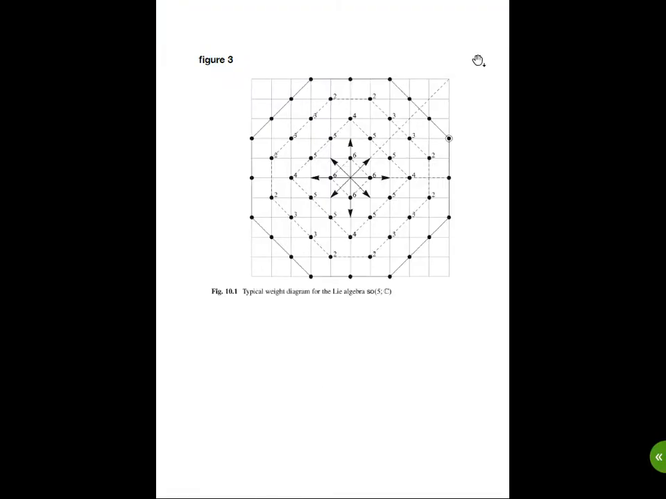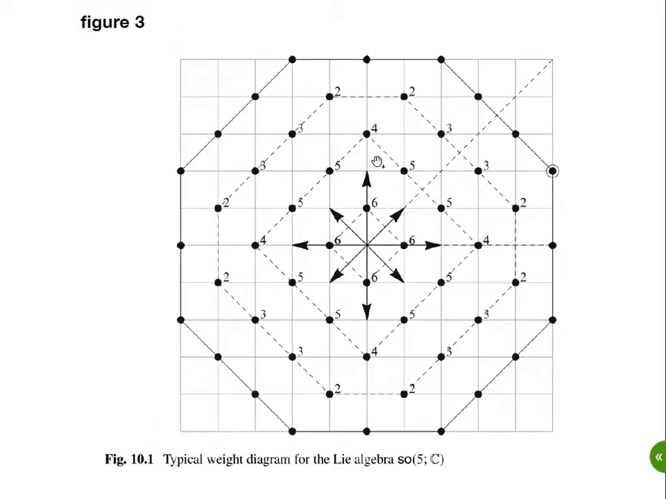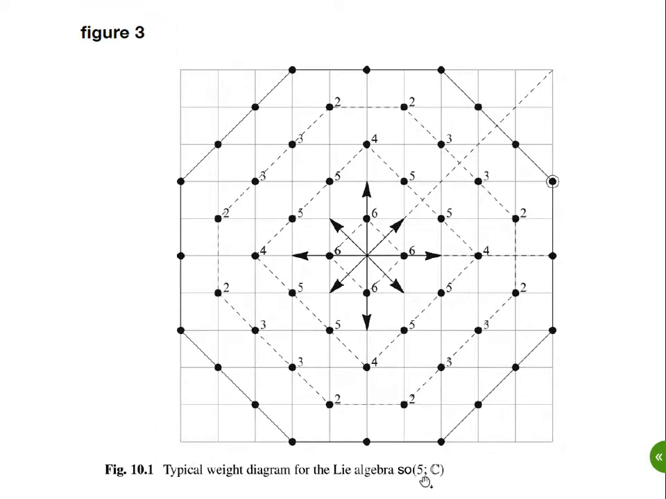Okay, so here is the weight diagram of the Lie algebra so(5, C). Weight diagram means you can see the many solid dots. They are the weights of this representation of highest weight given by this circled dot. Can you see that? So this is the highest weight, mu.